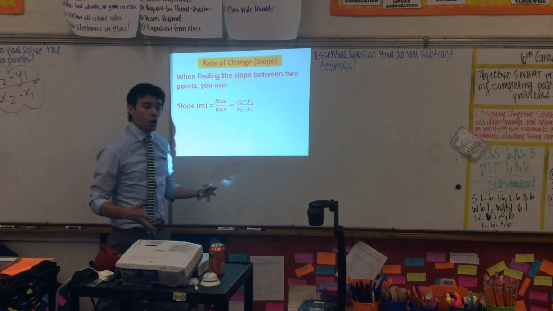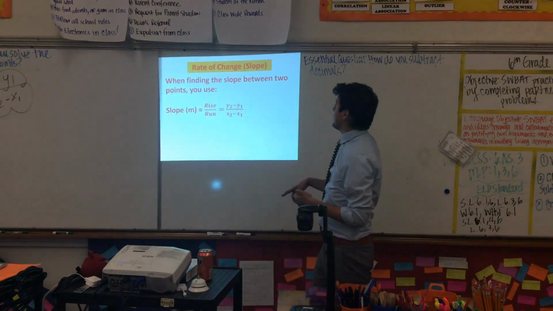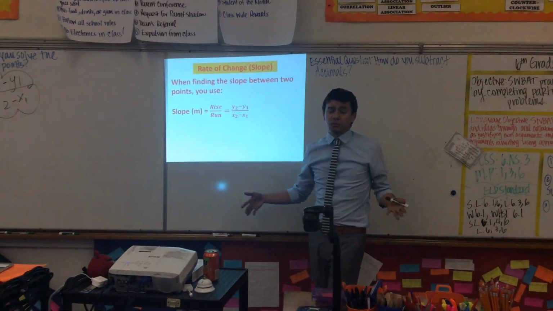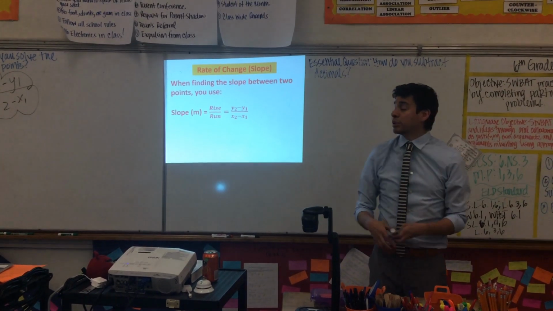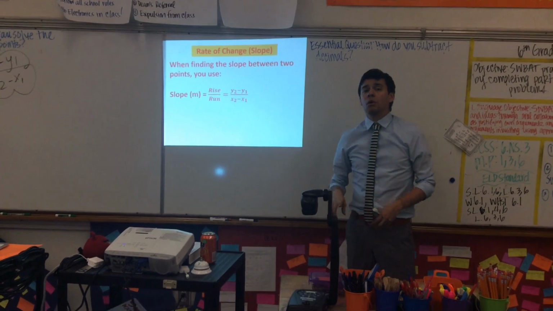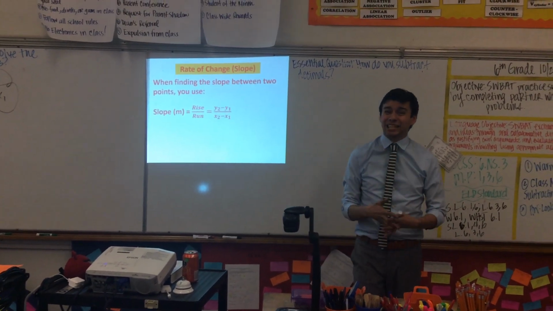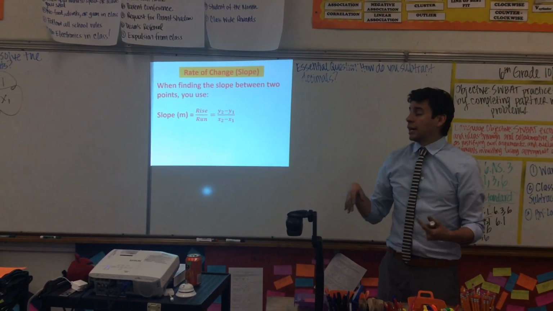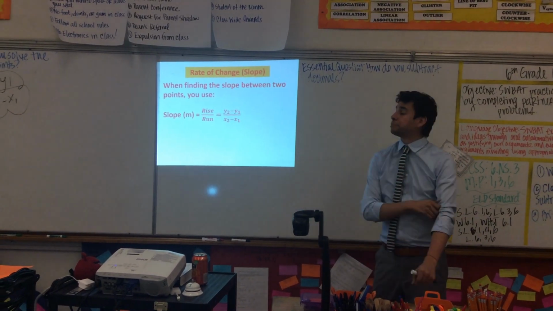So the rate of change, also known as the slope, is given by the formula rise over run. Okay, you already know this, but the new formula that we have is y2 minus y1 over x2 minus x1. Copy that down. So copy this down and pause the video.